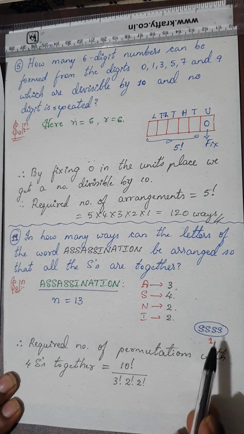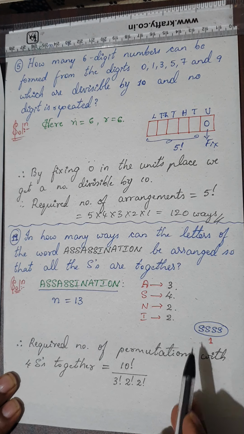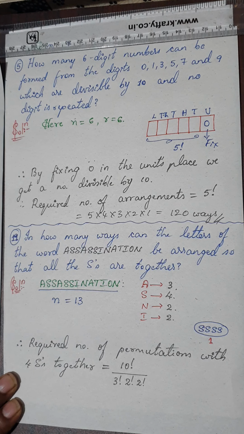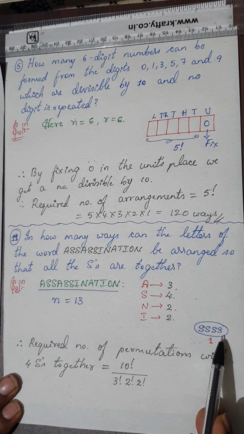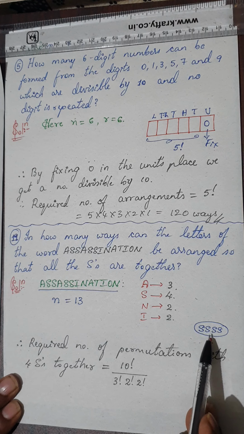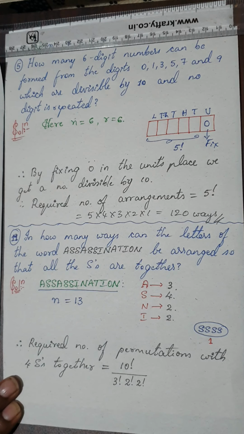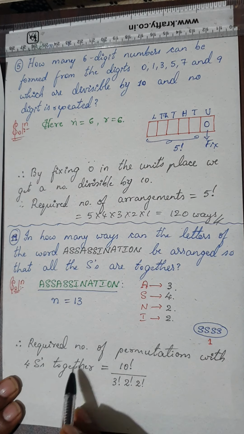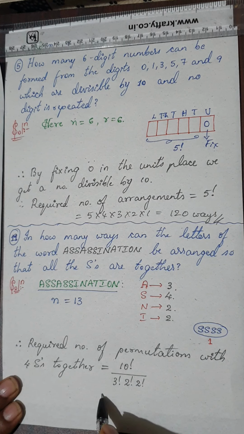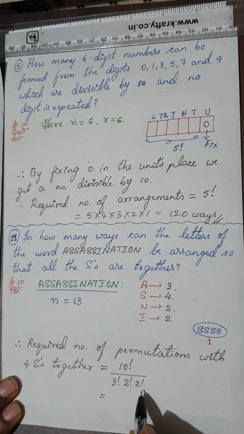No, because all the 5 are same S's. Here there is no black color S and red color S. Are you following? All the 4 S's are same. That means there are no interarrangement of S's. Okay. So the solution we need is 10 factorial by 3 factorial into 2 factorial into 2 factorial.